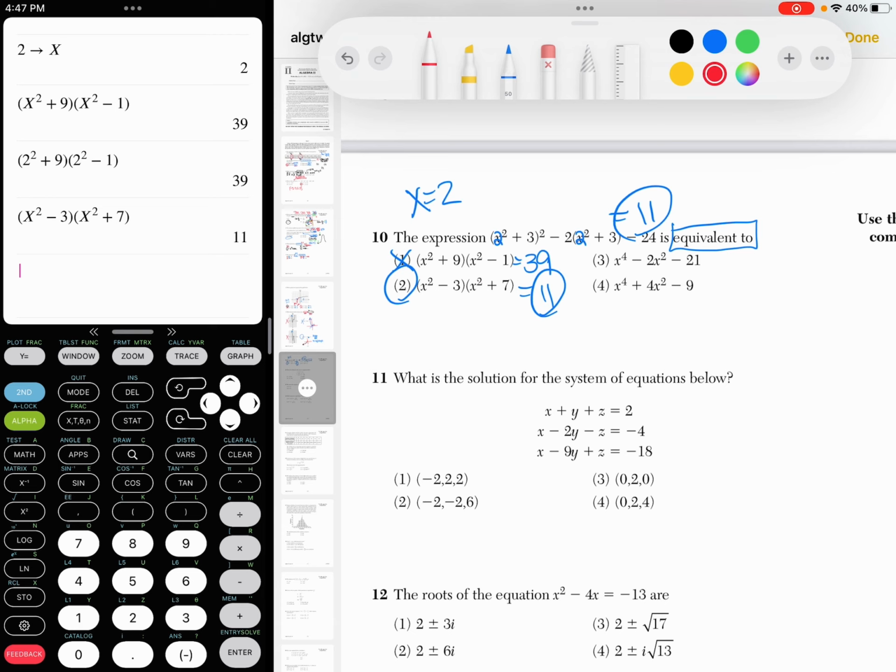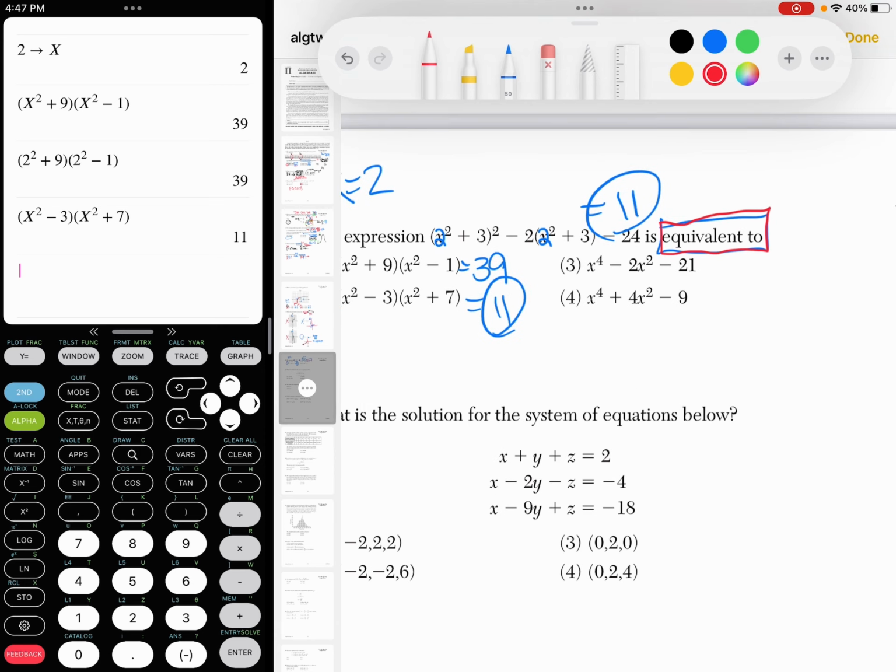You do you. Okay. But do promise me that when you use this little trick to check your work, or when you're in a pinch and you forget what to do, when you see equivalent to, check all 4 answers. So you should also be checking the third choice, x to the 4th minus 2x.